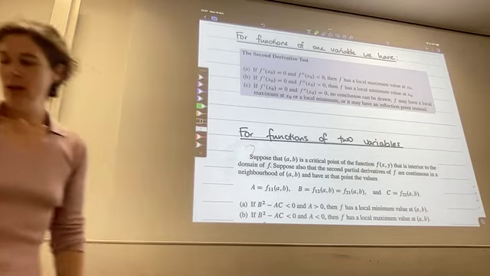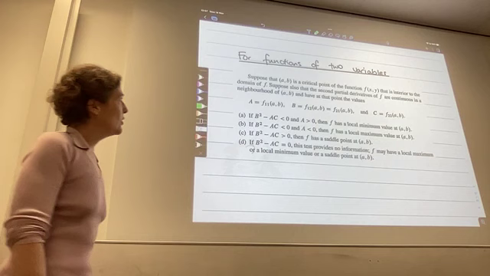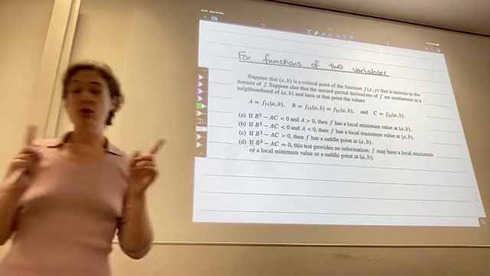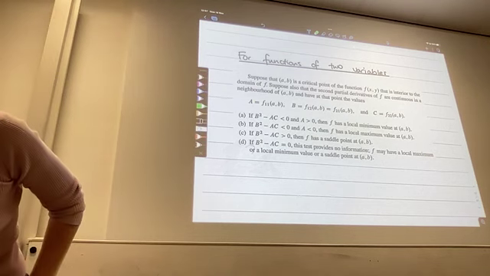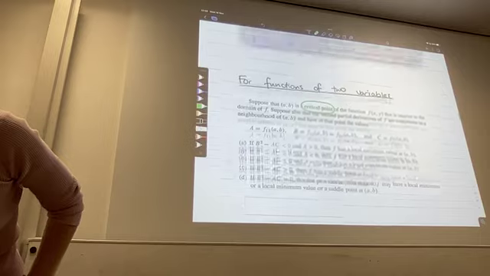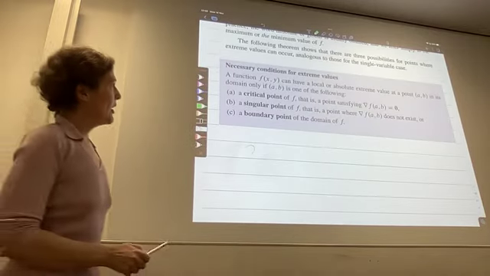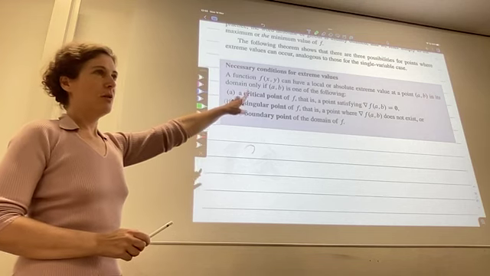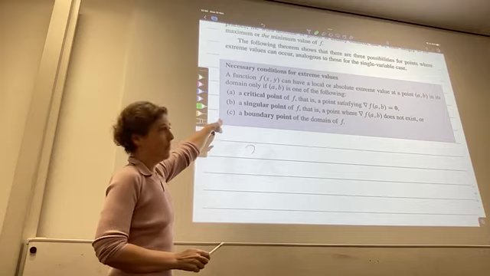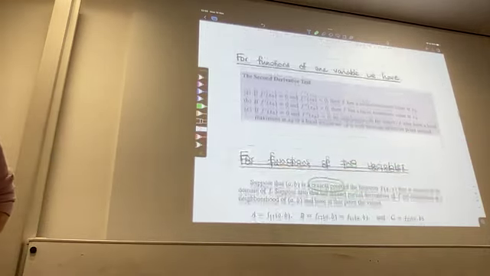For functions of two variables, we have a similar looking thing. The thing to note here is that this is a critical point. So going back over here, we're only looking at points where our gradient is equal to 0. Our second derivative test doesn't help us if we're at a singular or boundary point. Okay, so that's the terms and conditions.